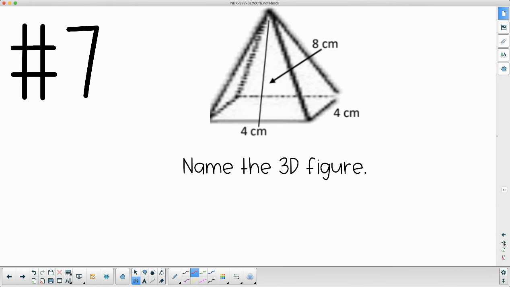Number 7 wants us to name this. So remember, pyramids come to a point. Prisms have a parallel top and bottom. So I can see all of these come to a point. Now I look at the base shape here to identify what type of pyramid that is.